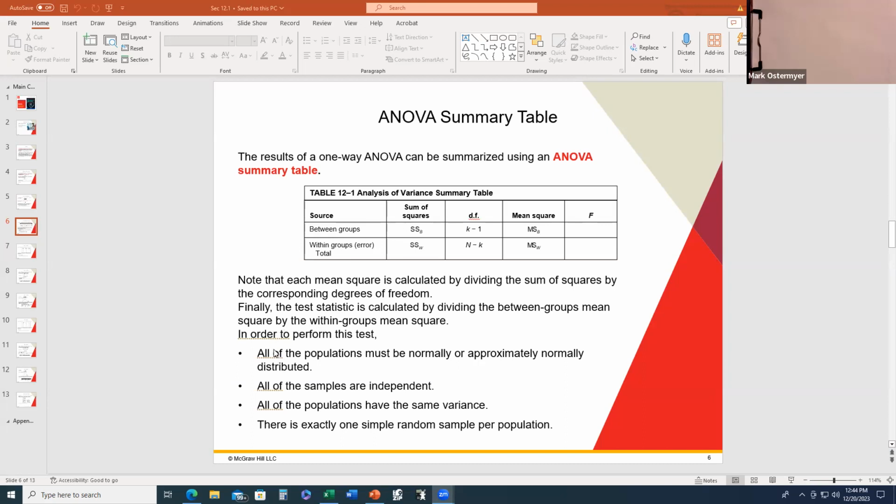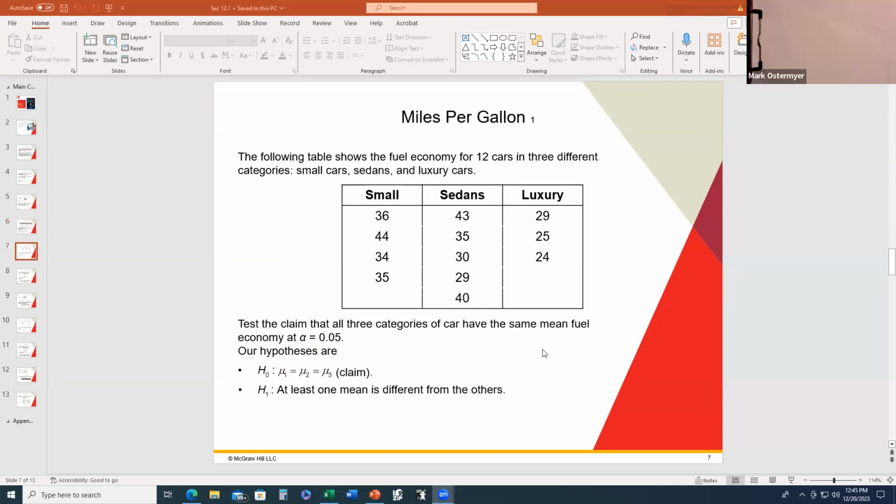All right. Now, in order to conduct this parametric analysis of variance, there are some underlying requirements, as is true with all of our hypothesis tests we conducted in the past. All of the populations must be approximately normally distributed. All of the samples are independent. All of the populations have approximately the same variance. And a quick way to check for that is to build a box plot for each population, and then just compare the variances or the lengths of the boxes. And if the lengths of the boxes are about all the same, we would say that the variances are approximately equivalent to each other. All right, so these are the underlying requirements for analysis of variance to be doable.